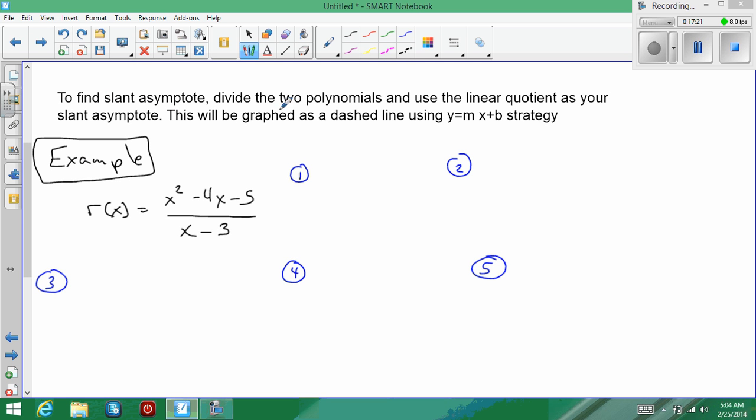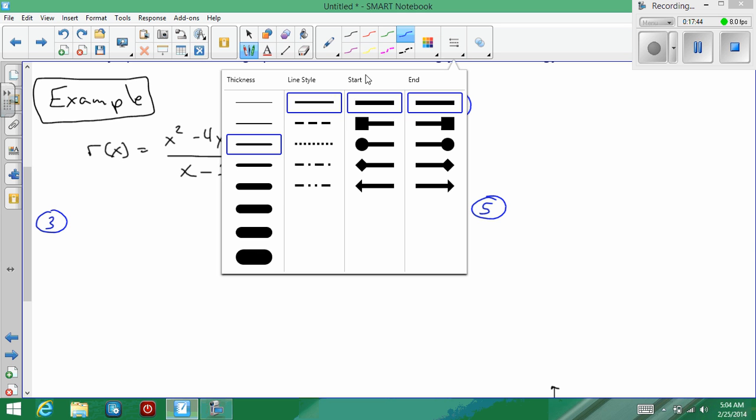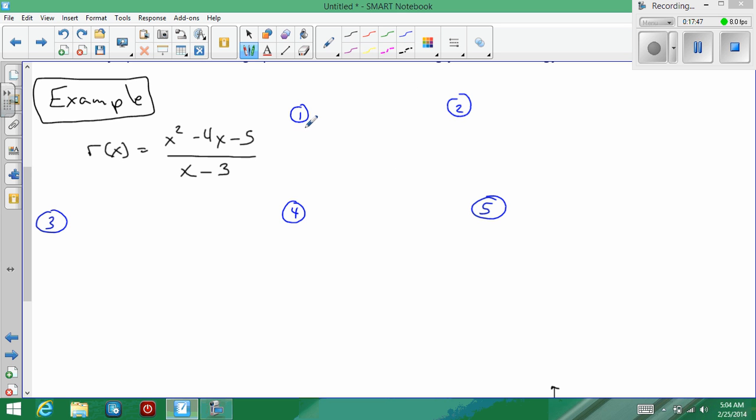And to find the slant asymptote, we'll divide the two polynomials and use the linear quotient as the slant asymptote, and this will be graphed as a dashed line using the y equals mx plus b strategy. So let's take this rational expression, x squared minus 4x minus 5 over x minus 3. We will factor this. Let me get the blue pen just to have a different color. Okay, so when we factor the numerator, we will get x minus 5 times x plus 1 over x minus 3.